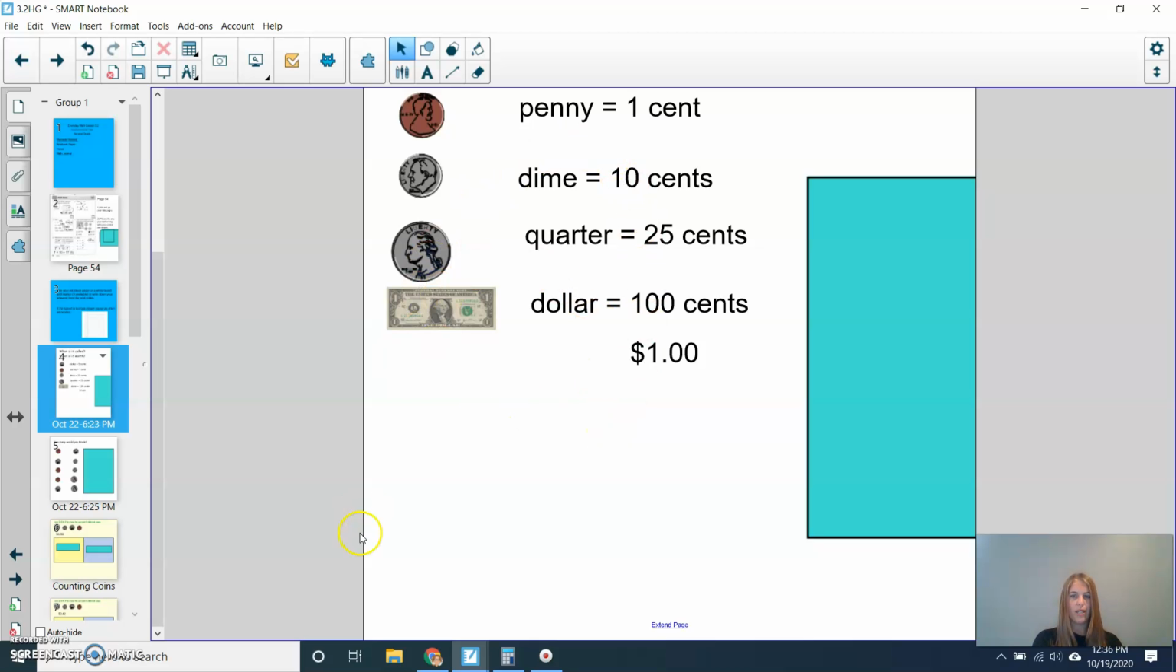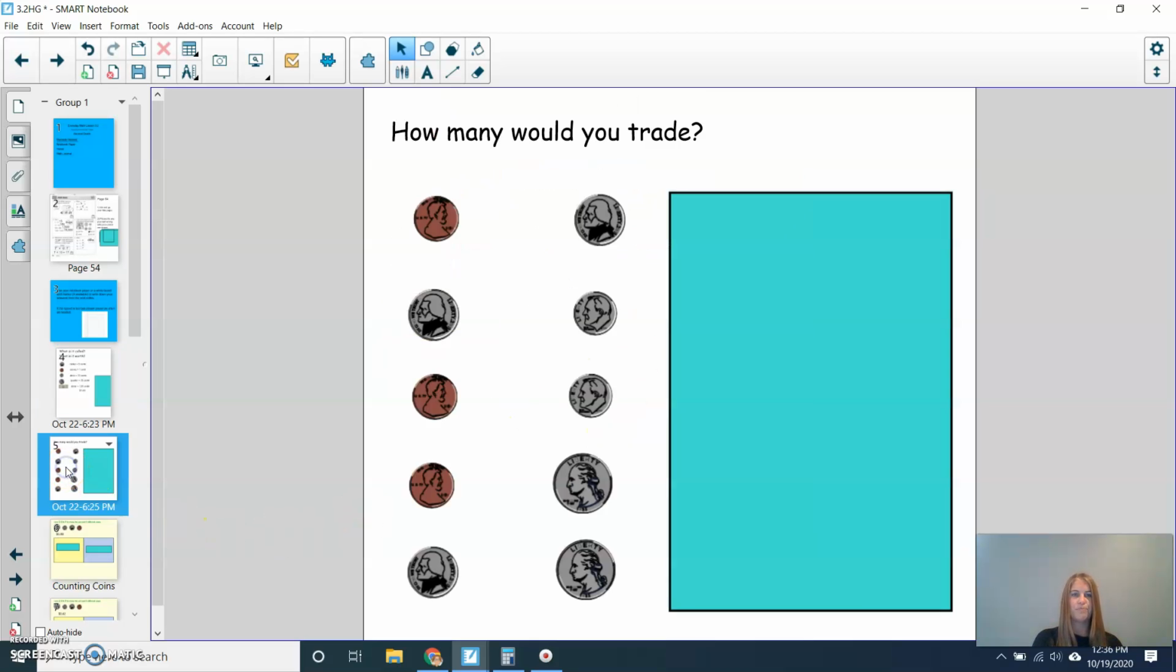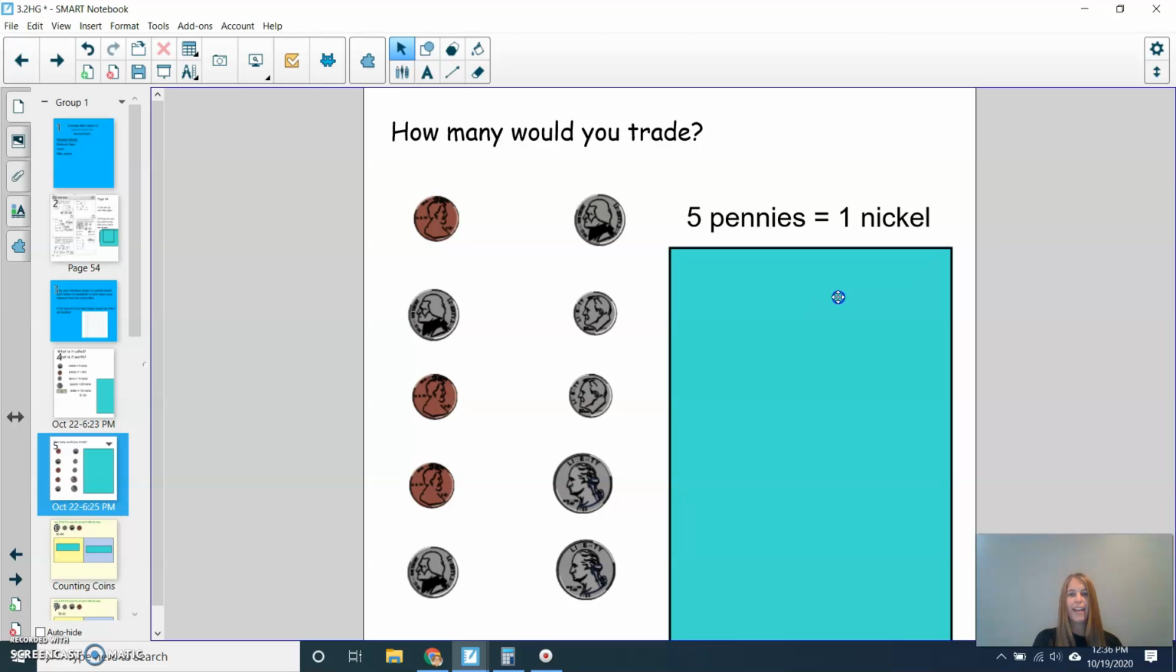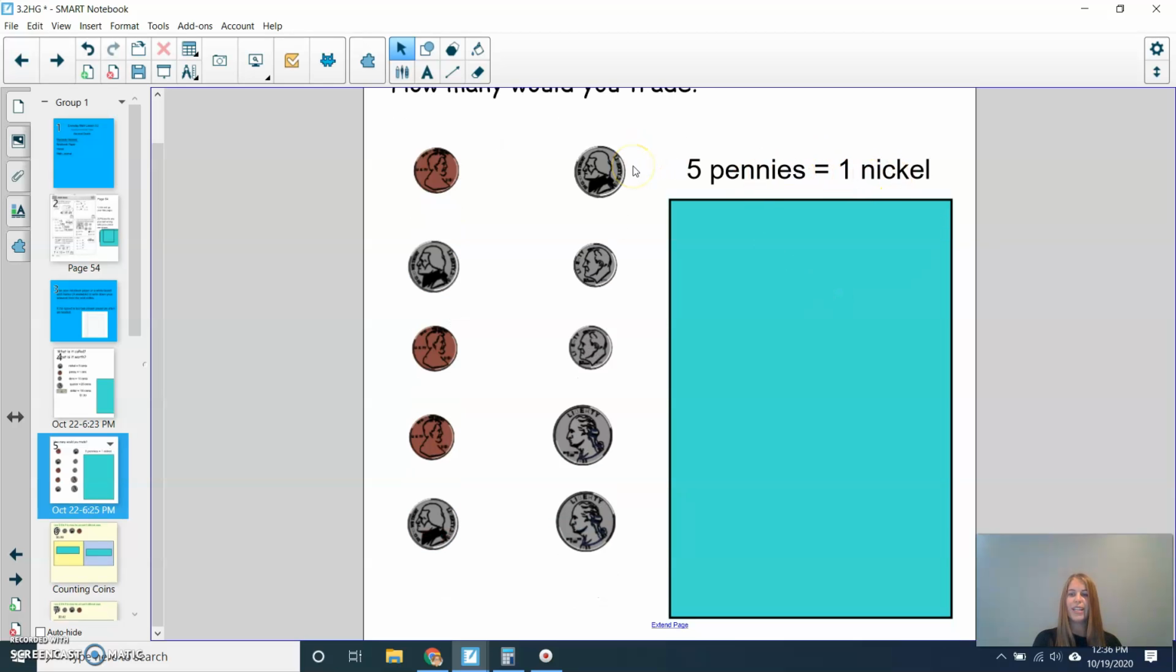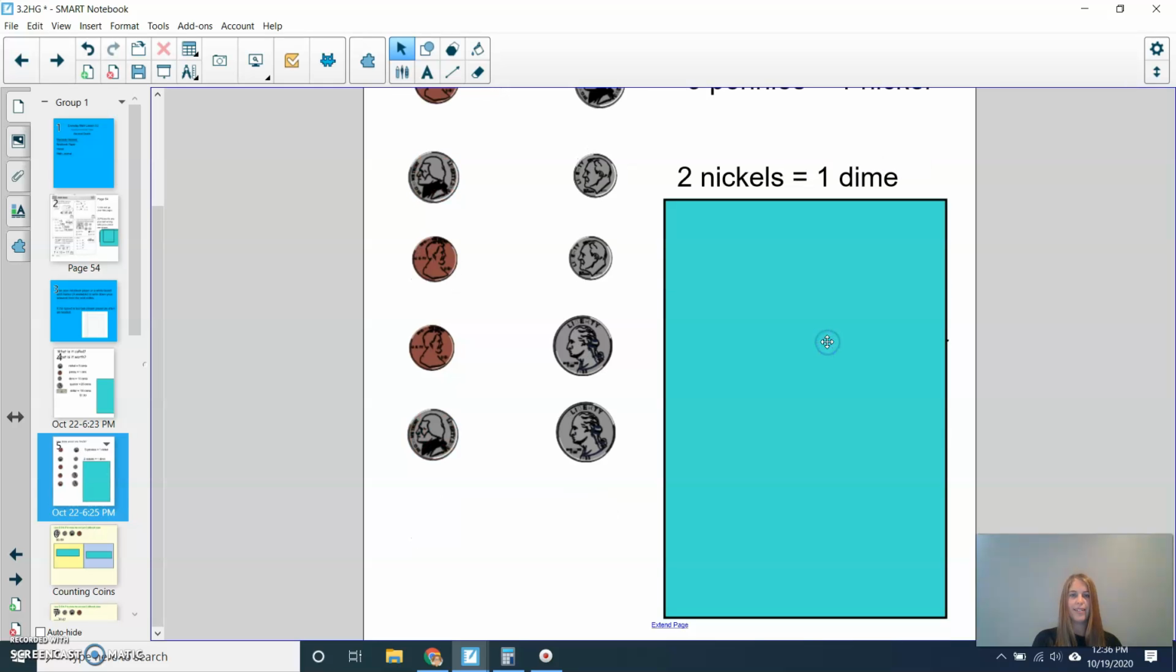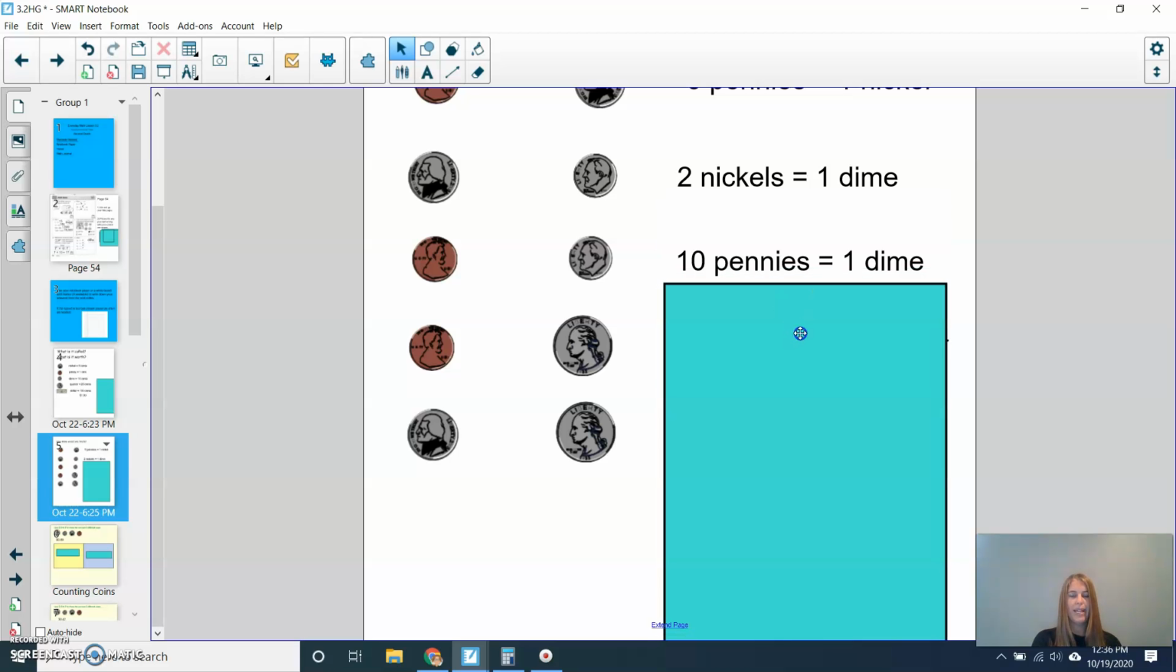So we're going to use what we know about money in our next slide. How many pennies would equal one nickel? You should say 5 pennies would equal one nickel. Again, you can either say the answer out loud or write down how many you would need in order for them to be equal. How many nickels would you need to equal one dime? You would need two nickels. How many pennies to equal one dime? You would need 10 pennies.